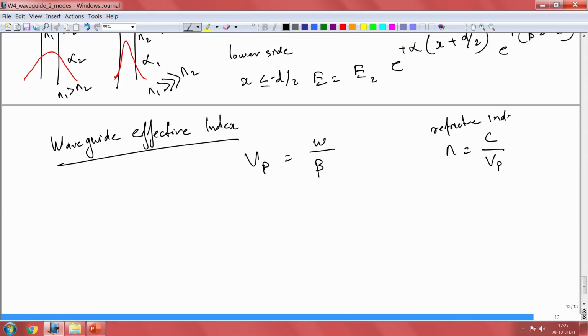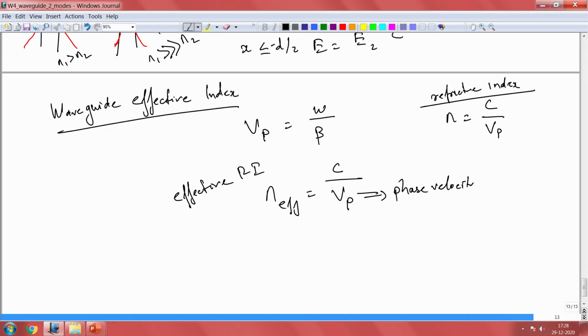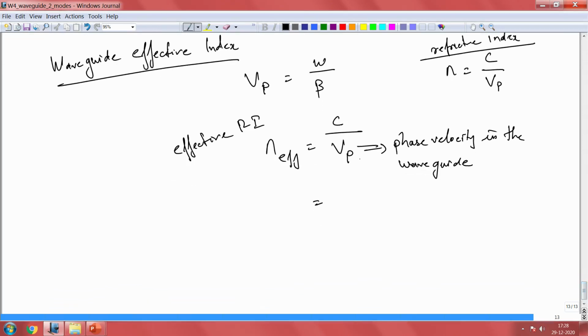So, this is refractive index, but now what is effective refractive index? Effective refractive index, n effective, is nothing but c over Vp. Here Vp is the phase velocity in the waveguide. Alright. So, in other words, let us try to expand this because this looks too trivial, there is something to this.